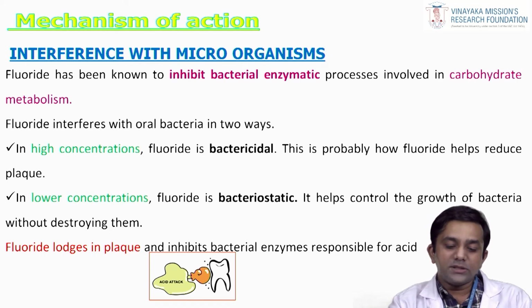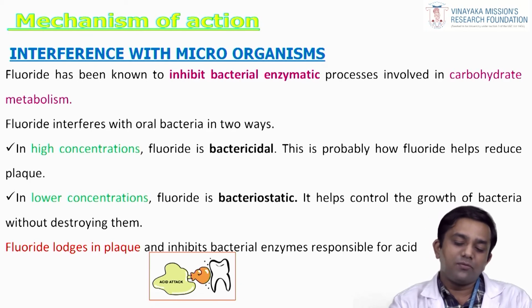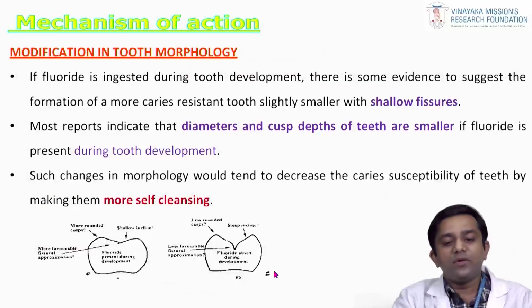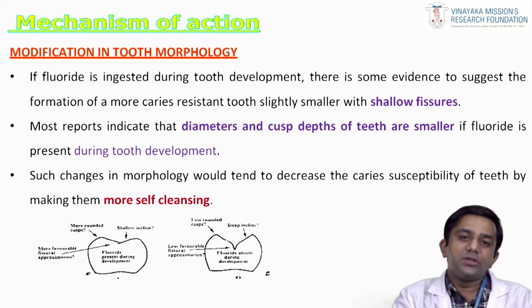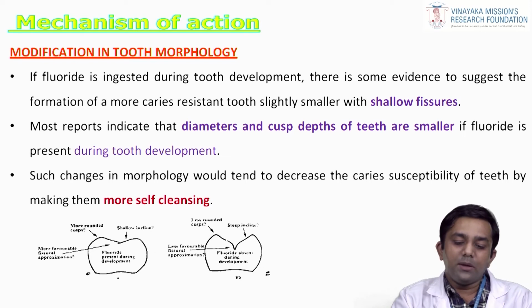Also, fluoride lodges in the plaque and inhibits the bacterial enzymes that are responsible for acid formation. The last one is modification in the tooth morphology. As you all know, the tooth usually has deep pits and fissures, which are more susceptible to dental caries. These pits and fissures are the most commonly involved tooth surface that is prone to dental caries, followed by the proximal areas. So, these deep pits and fissures are responsible for the occurrence of dental caries.